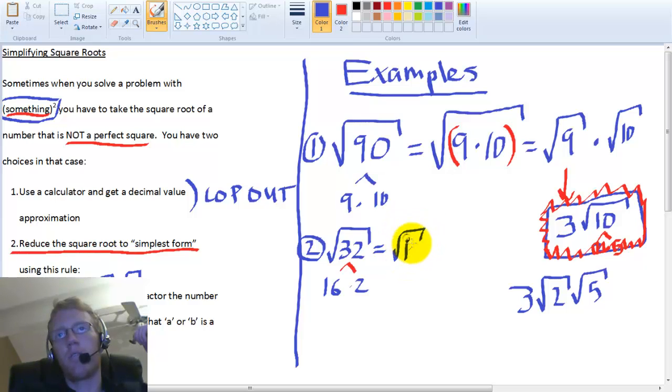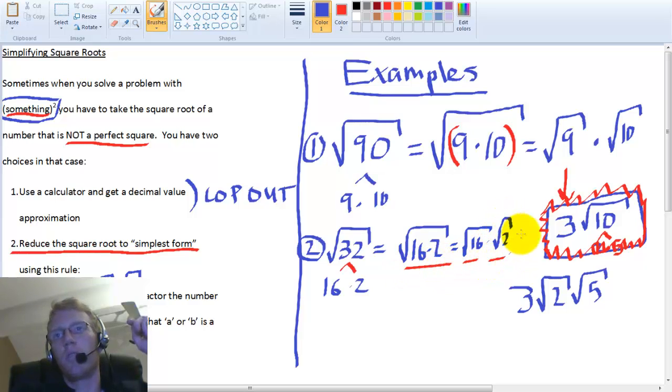So this is the square root of 16. Actually, let me make my square root symbol bigger. 16 times 2, which is the square root of 16 times the square root of 2, right? So we took one square root and we broke it into two square roots. Let me kind of separate this problem off here.